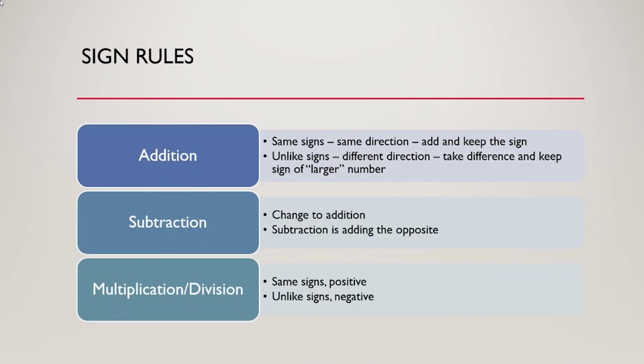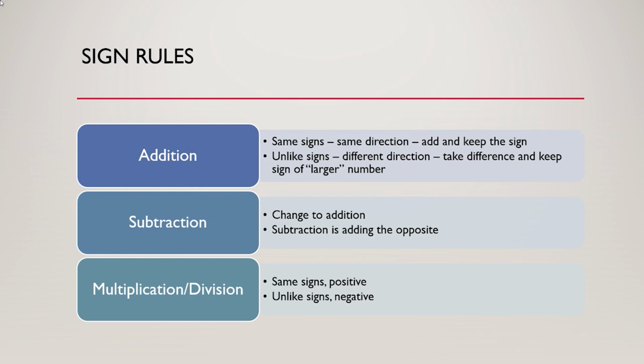So let's get started. So sign rules. With the sign rules, addition and subtraction are a little bit more complicated in comparison to multiplication or division. And I would view addition and subtraction separately, even though they're together. So with addition, the signs and rules are, if they're the same sign going in the same direction, that means both positive or both negative, you're going to add the numbers together and keep the sign, whatever that is.